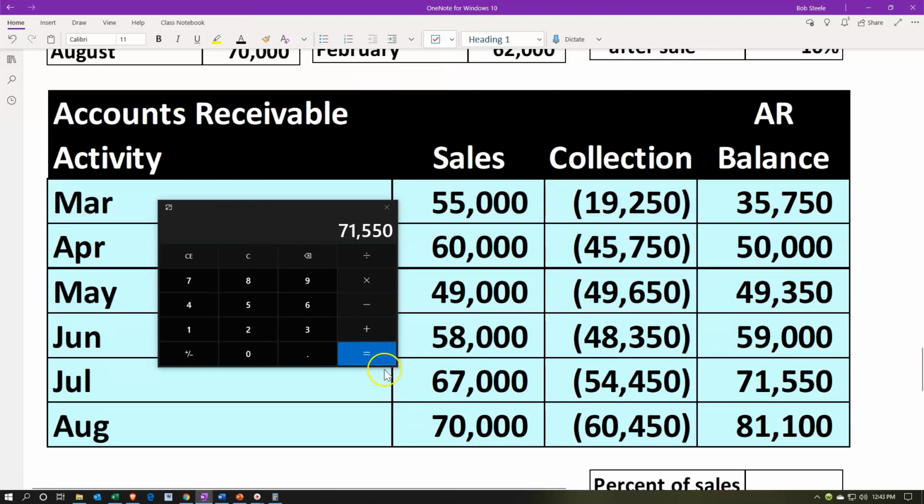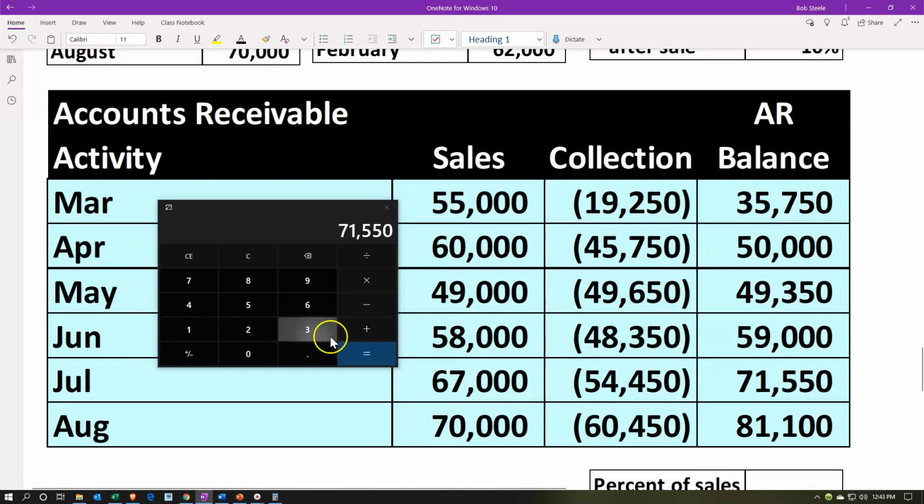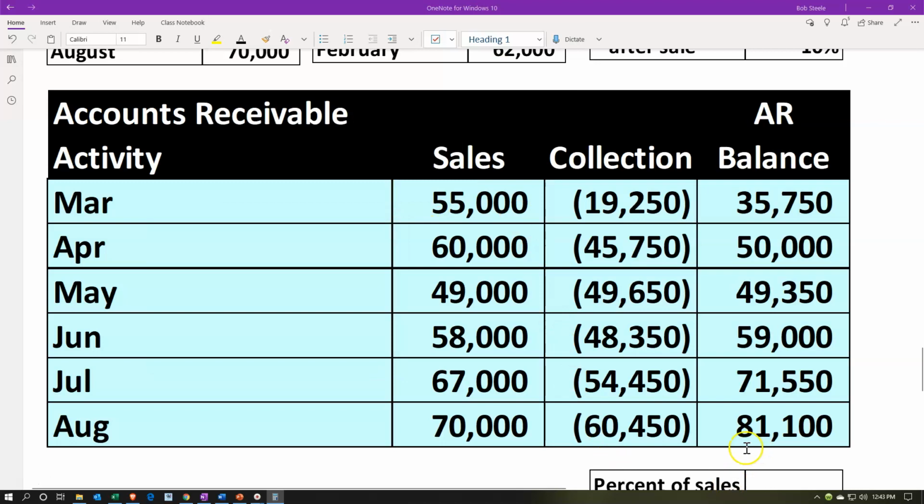So we've got August. August is going to be the 70,000 sales, and we collected in August 60,450. So we have the sales, which would increase accounts receivable, 70,000, minus the collections, decrease in accounts receivable, 60,450. Net increase in accounts receivable would be 9,550, plus the prior balance, 71,550. That's going to give us our total 81,100 in accounts receivable of the sales that are in the period that we are looking at, March through August.